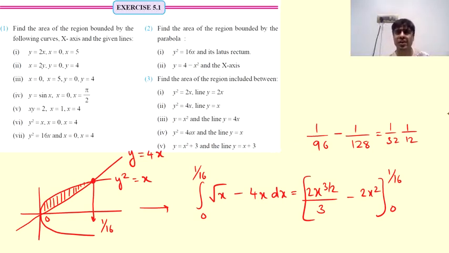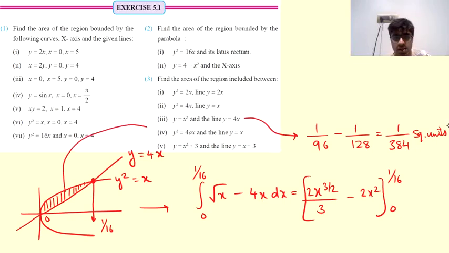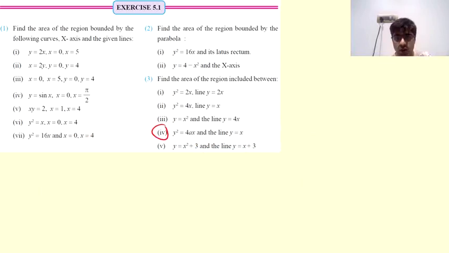So 32 into 12, that's like 320 plus 64, which is 384. So 1 upon 384 square units. And yeah, that's the required area for the third question. That's this. The value of that area is 1 upon 384 square units. Let's continue with the fourth one.